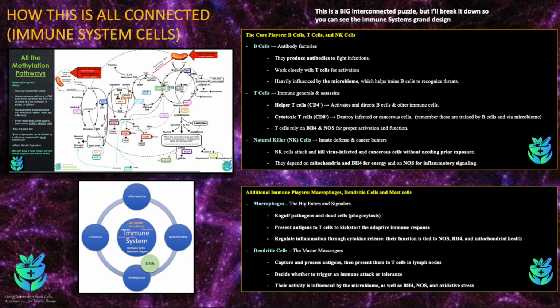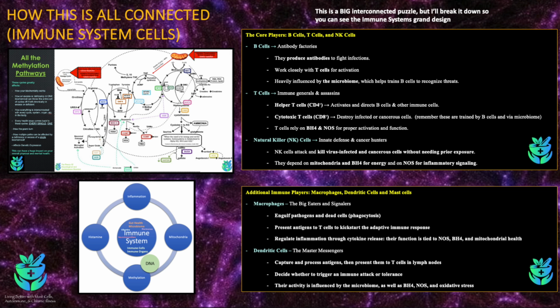Macrophages are the big eaters and signalers. They engulf pathogens and dead cells through phagocytosis. They present antigens to T cells to kickstart the adaptive immune response. They regulate inflammation through cytokine release. Their function is tied to NOS, BH4, and mitochondrial health.